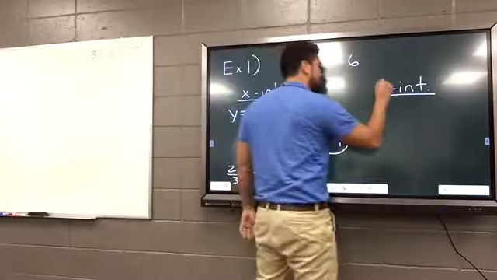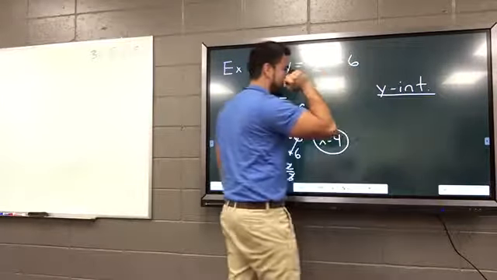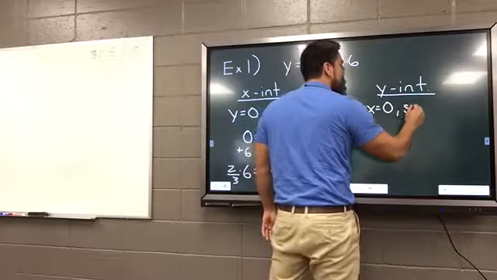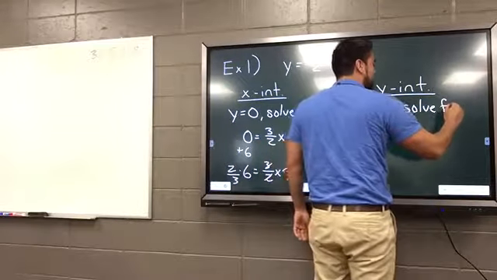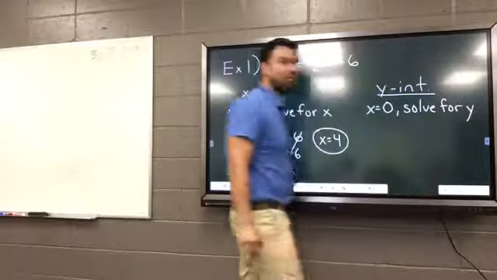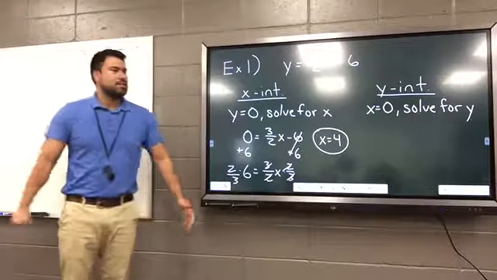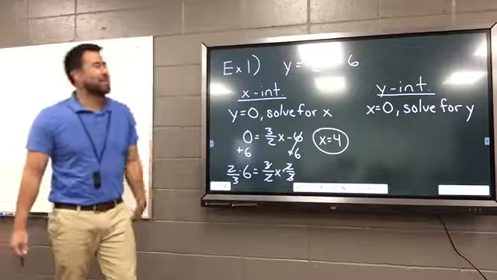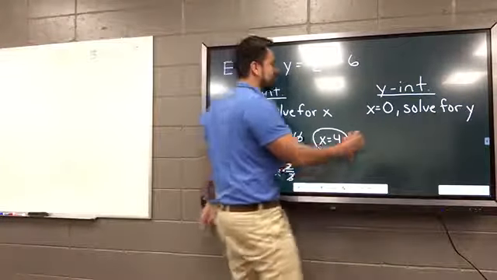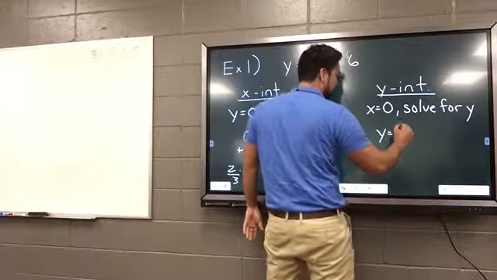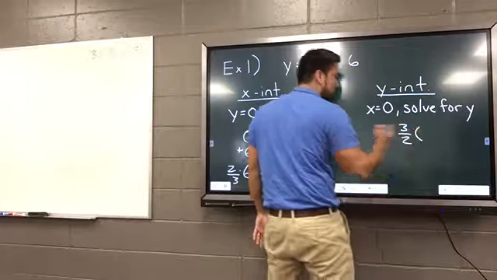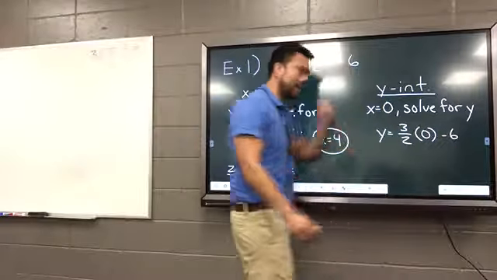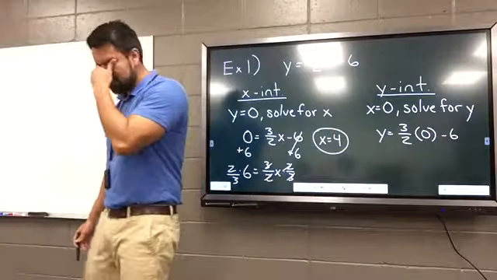Okay, if to solve for my x-intercept I have to make y equal 0, what should I make equal 0 to find my y-intercept? X. I'm going to make x equal 0 and solve for y. Solve what for y? You remember that equation? You're like, oh man, we got to do this again. Okay, so y equals 3/2 times what? 0 minus 6.